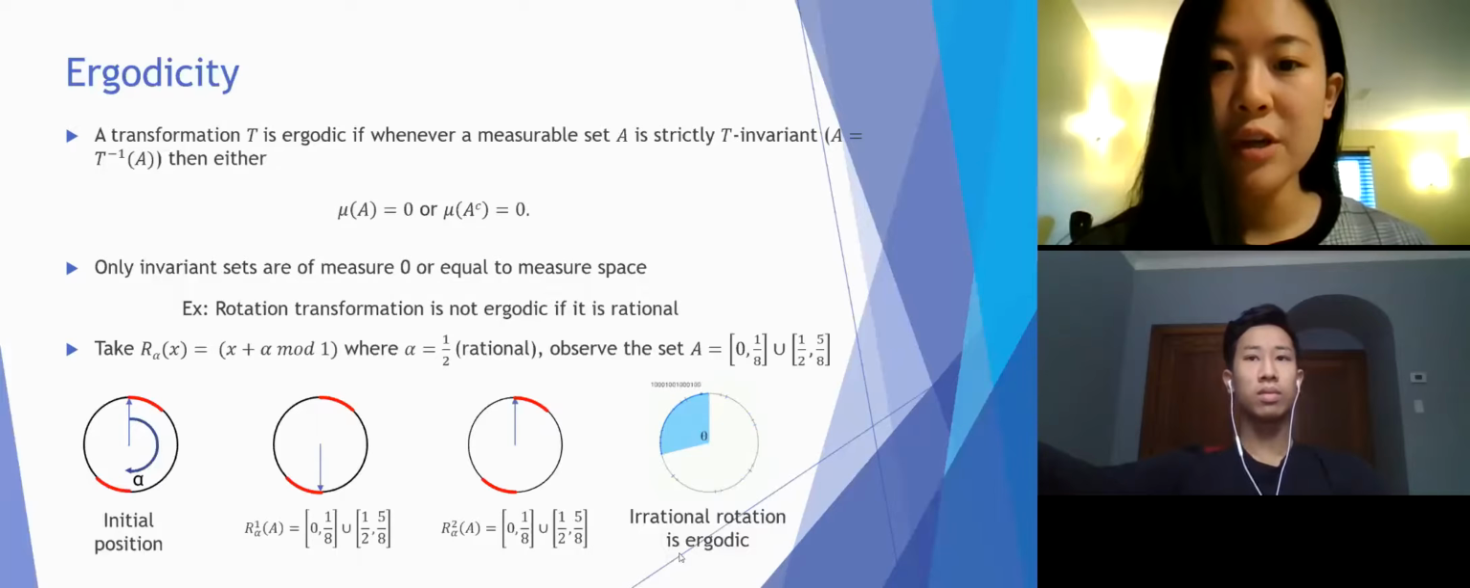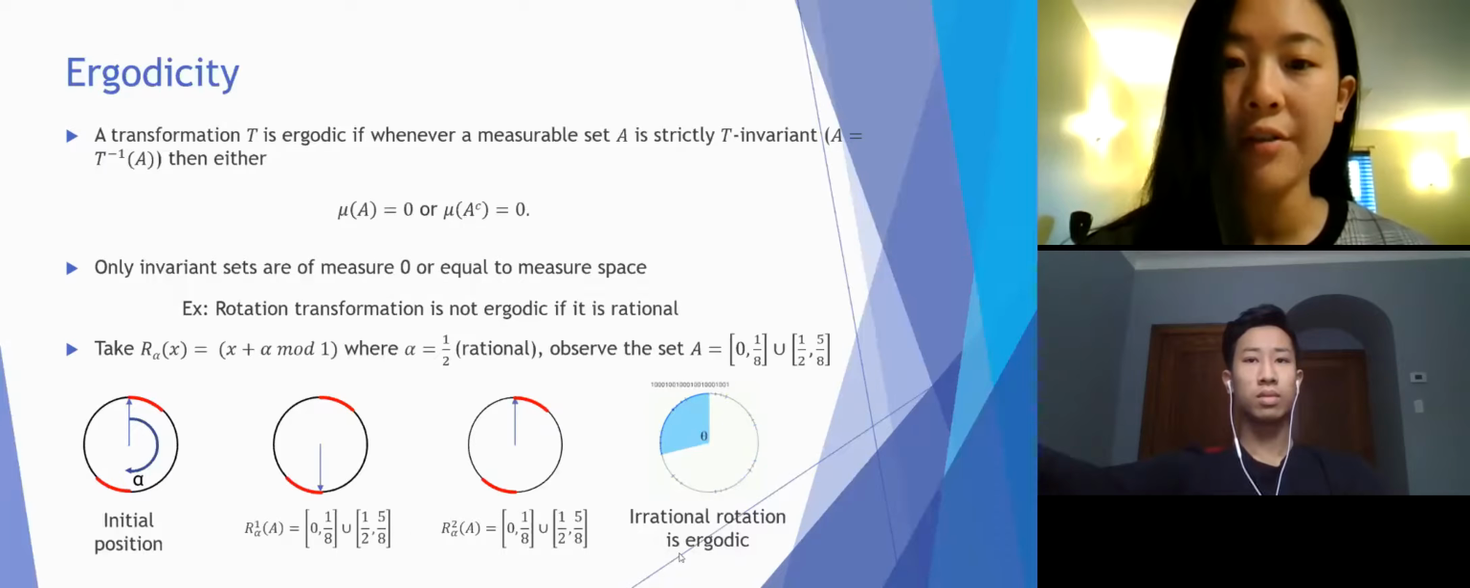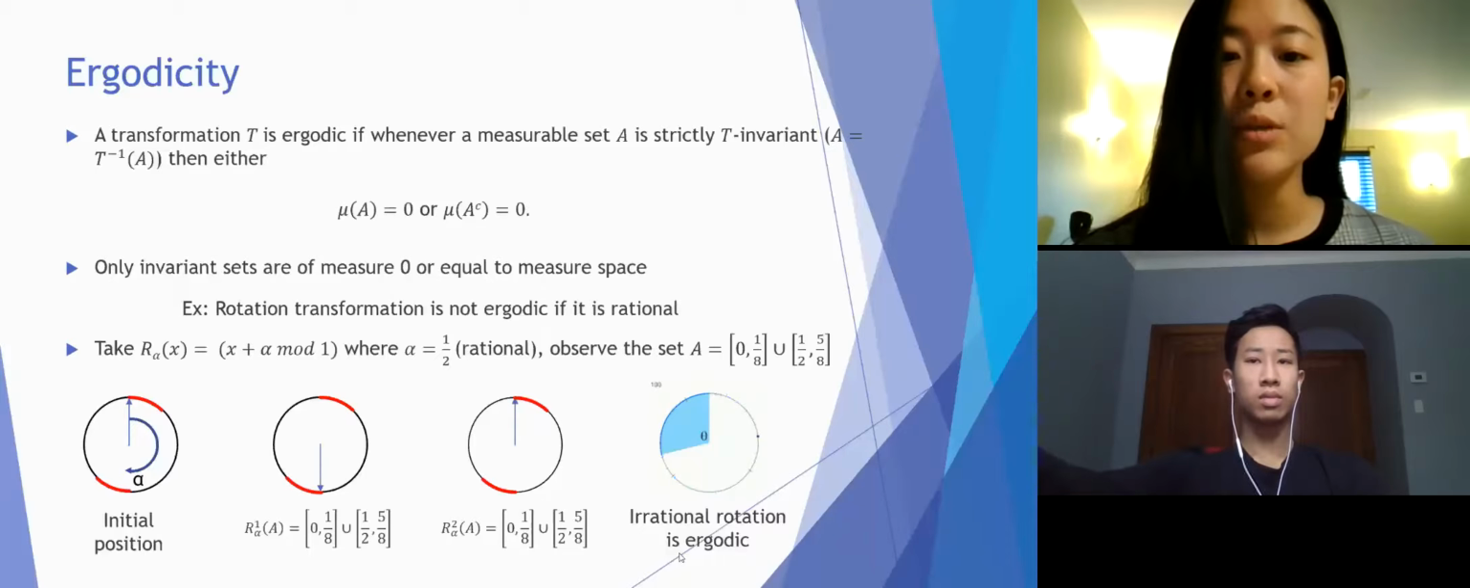On the other hand, if we use an irrational alpha, the transformation is ergodic because the irrational rotation allows a point to travel to every point on the circle, making it impossible to find a T-invariant set other than the measure space itself. Because this irrational rotation is both ergodic and recurrent by Poincaré, it is weakly mixing.